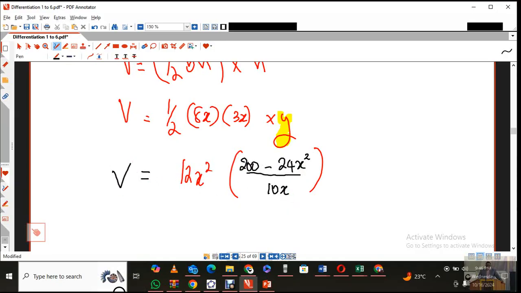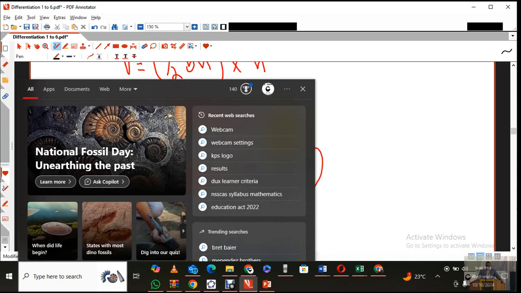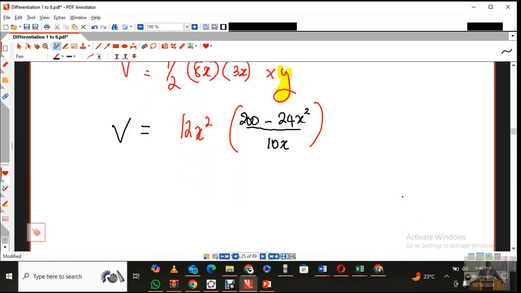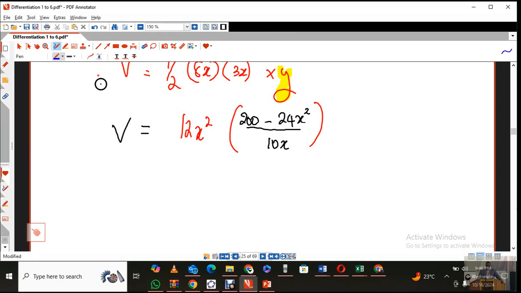Okay, let's clean up and see if we do get what was required. There are many ways you can do this. Of course, you can go ahead and say this x cancels, and 10 goes into 12. That is 1.2x is going to be there. Then I have 200 minus 24x squared.